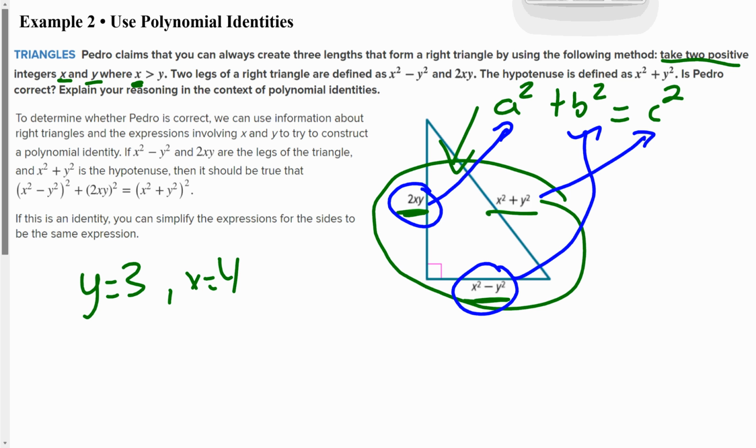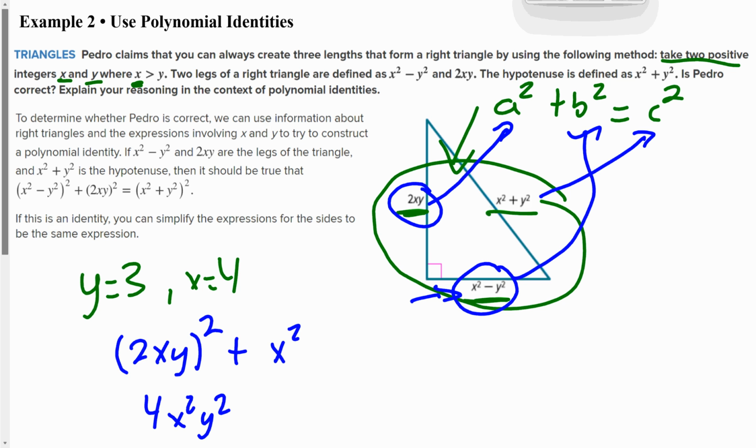So let's plug that into our a, plug that into our b, and plug this into our c, and see if it's true, right? So our a squared is pretty easy. That'd be just 2xy squared, which is just 4x squared y squared. Then when I square this one, my b squared, that would be x squared minus y squared. And when I square that, that's actually taking a number times itself, right? So let me do some scratch work right here.